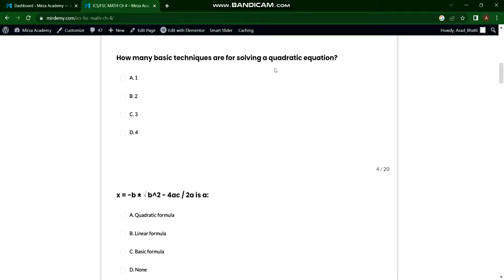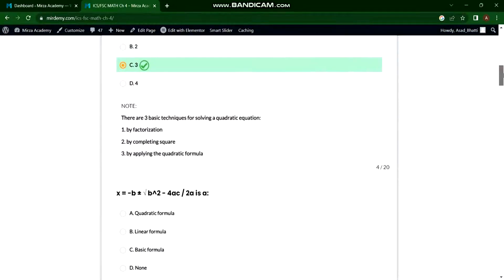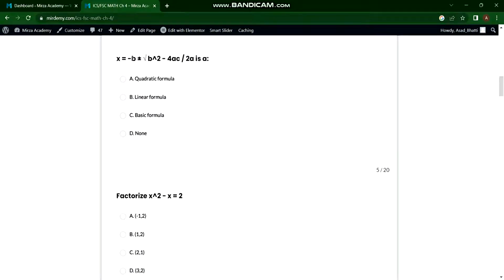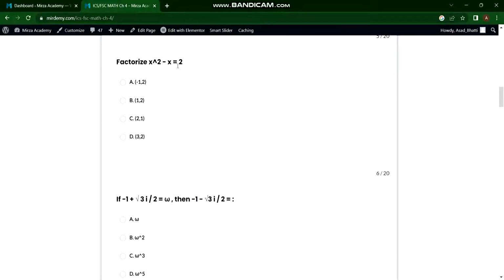The next MCQ is how many basic techniques are there for solving a quadratic equation? Very simple. There are three basic techniques for solving a quadratic equation: by factorization, by completing square, and by applying the quadratic formula. So here I'm going to move to the next MCQ. X is equal to minus b plus minus square root of b square minus 4ac over 2a is called the quadratic formula.